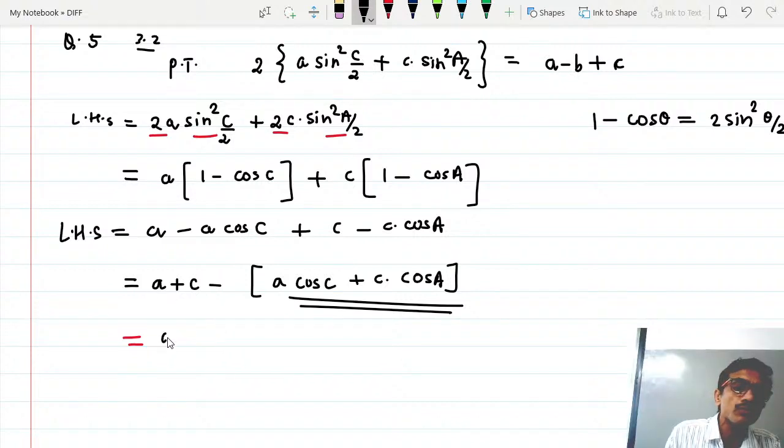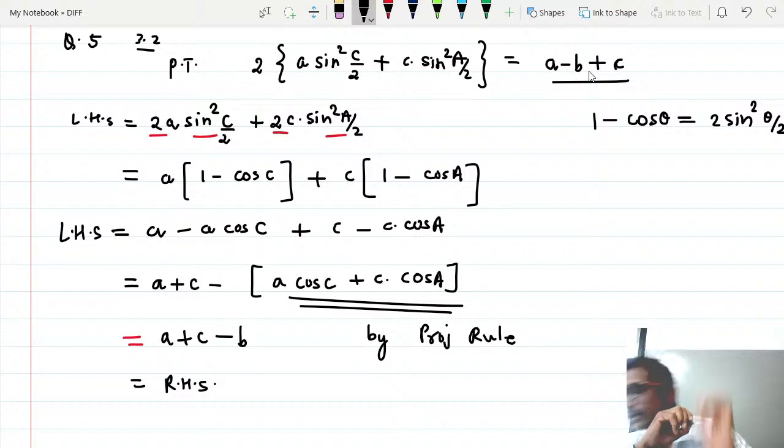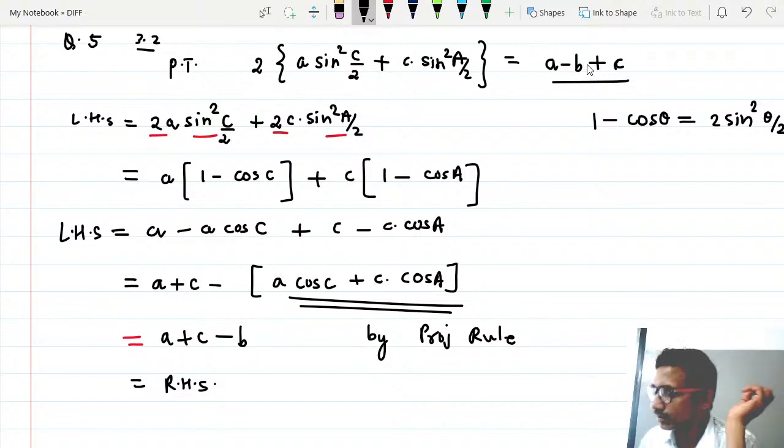So it is a plus c, and this is equal to b by projection rule. So therefore, it is a plus c minus b, or a minus b plus c, which is the RHS to be proved here. Isha Chavan, very good. Sneha Navgre, good. More answers are required.